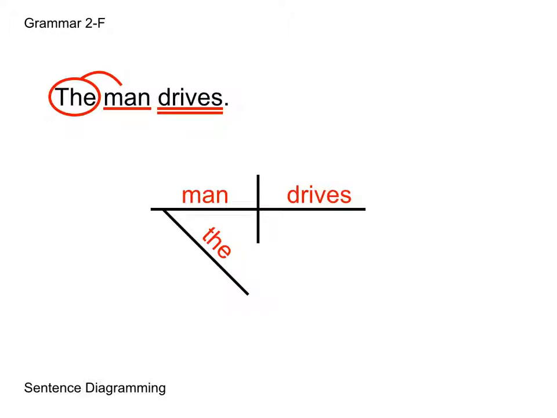We have the man drives, and so we can see that man and drives, which is the subject and the verb, we put them on the same line. And then the describes man, and so we are connecting that diagonally to the subject.